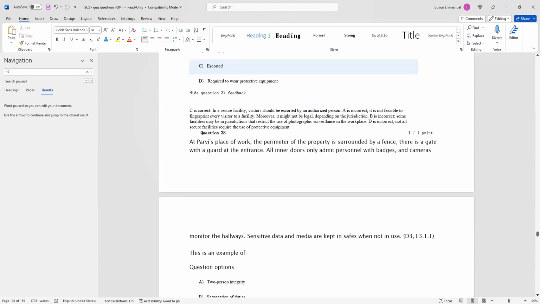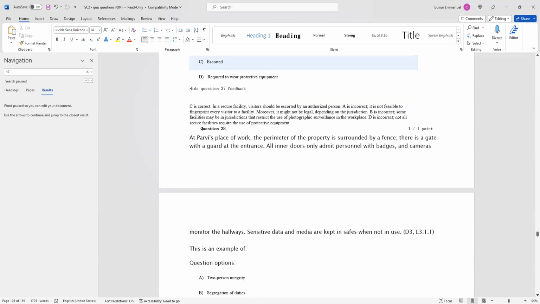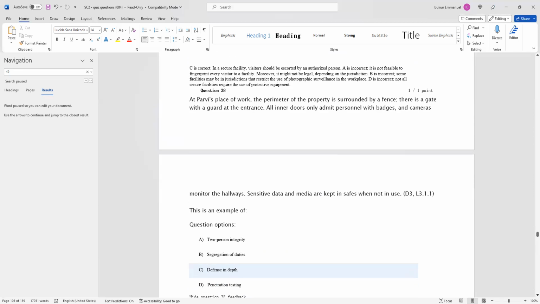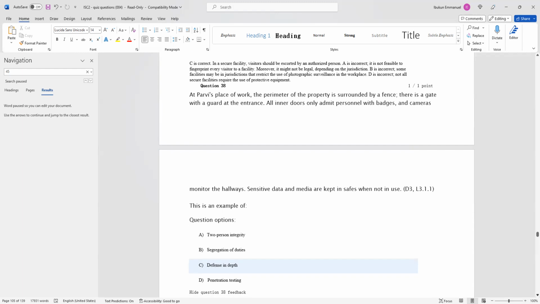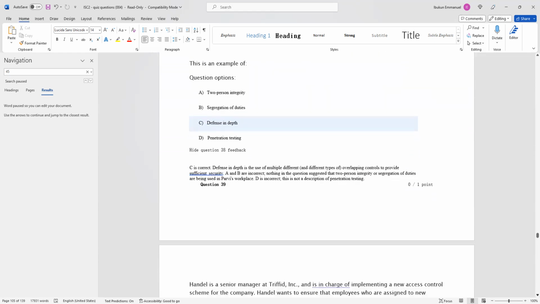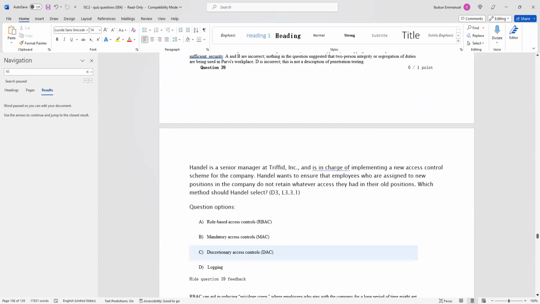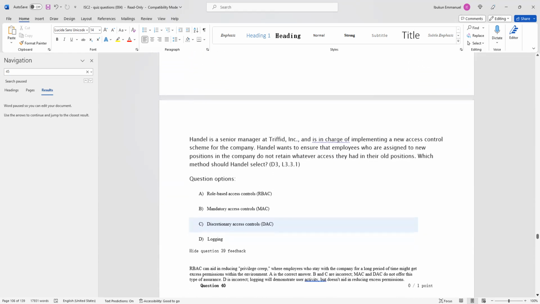At this person's place of work, the perimeter of the property is surrounded by a fence. There's a gate with a guard at the entrance. All inner doors only admit personnel with badges, and cameras monitor the hallway. Sensitive data and media are kept in safes when not in use. This is an example of defense in depth, multiple layers of defense. So that is clear.